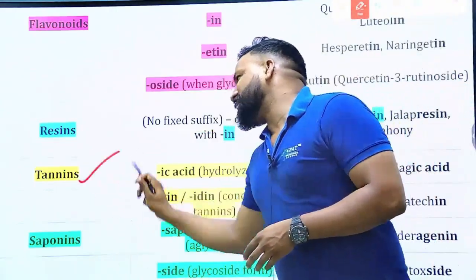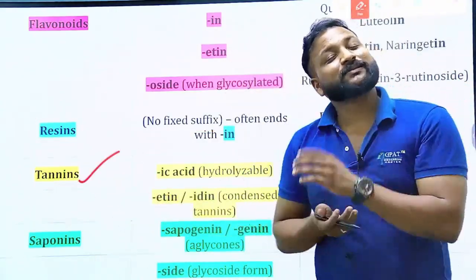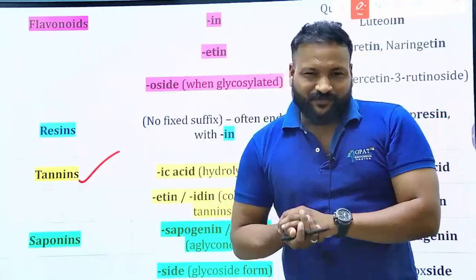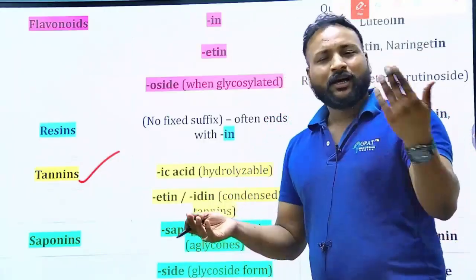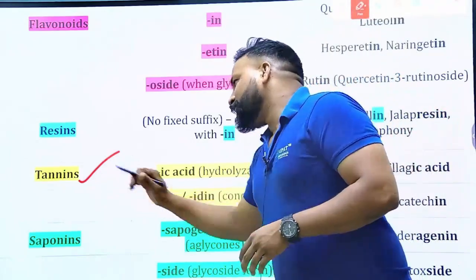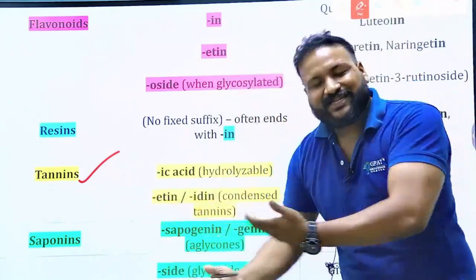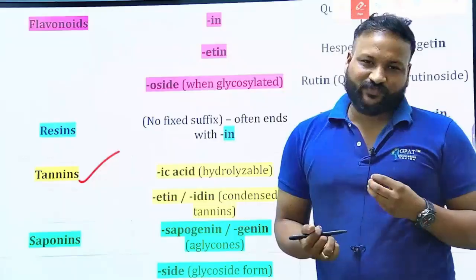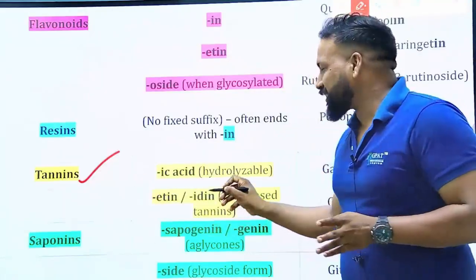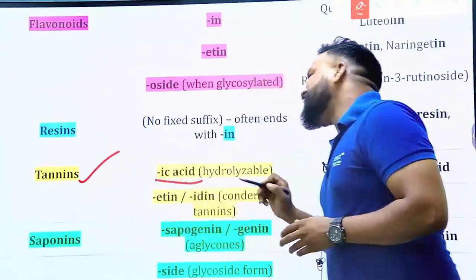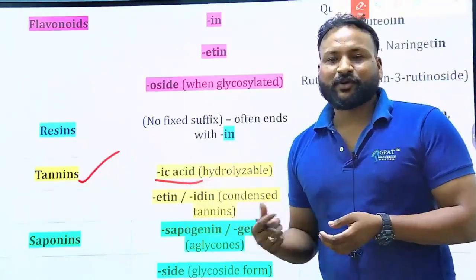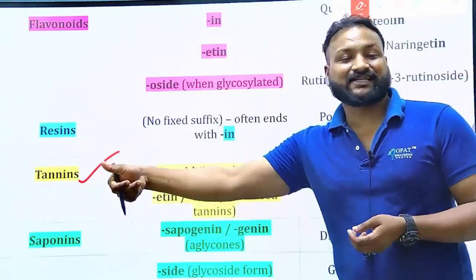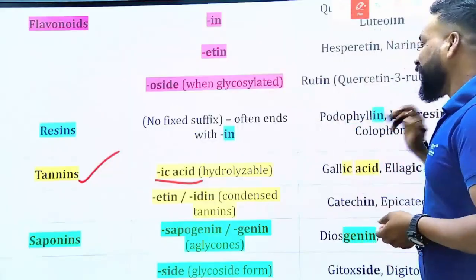Now moving to the tannins. It is very easy because tannins are of two types. One is hydrolyzable and the other is non-hydrolyzable or condensed tannins. When the tannins get hydrolyzed, they give their corresponding acids. That's the reason tannins have ic acid. They end with ic acid because they have an acid itself. Ic acid obviously means it is a tannin.